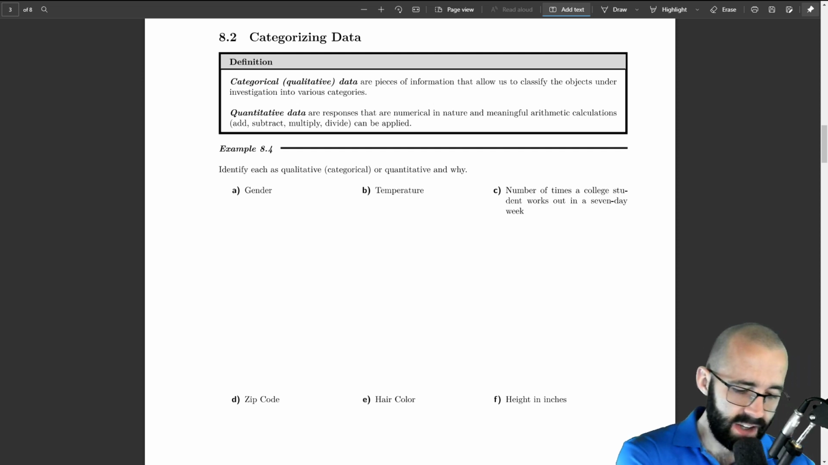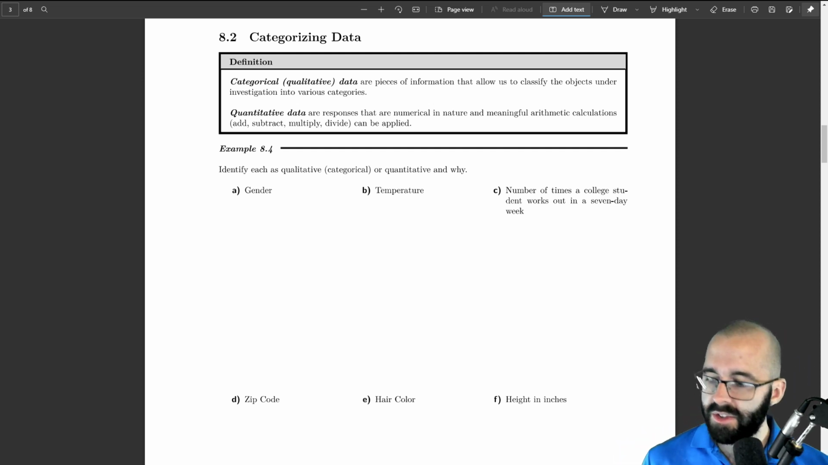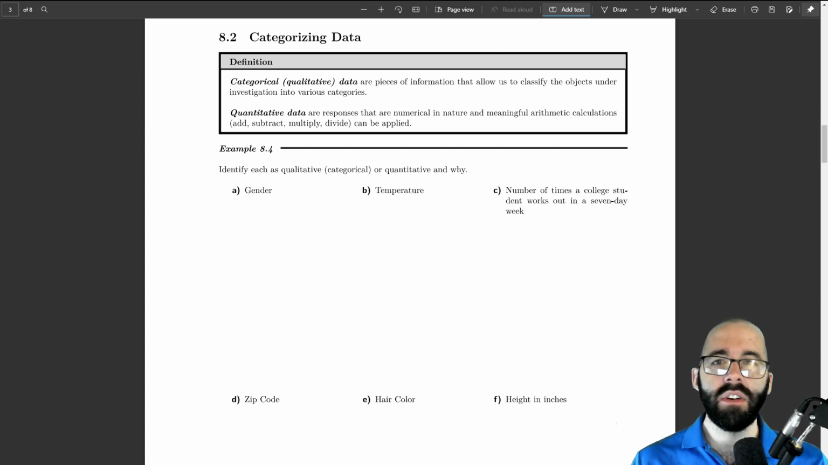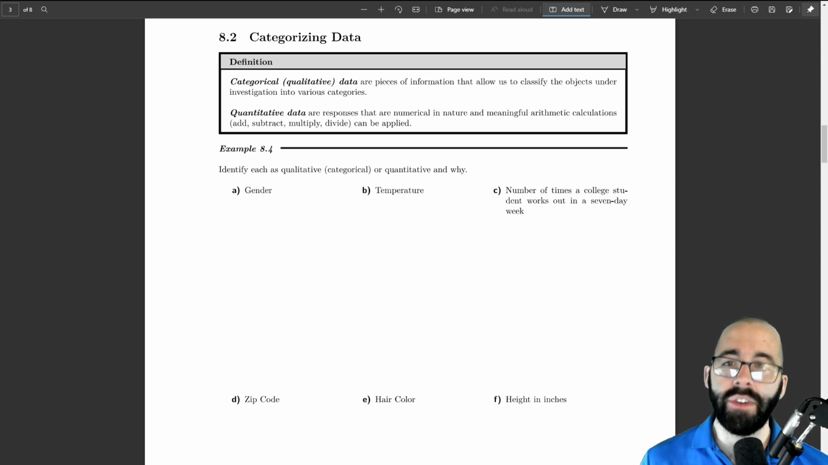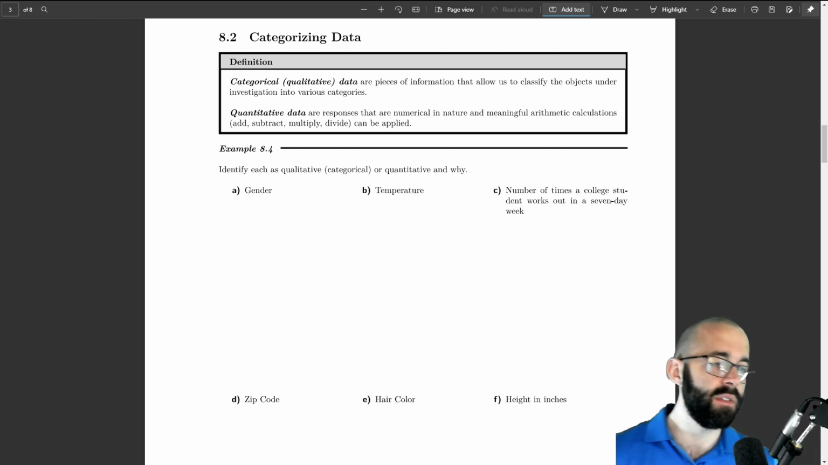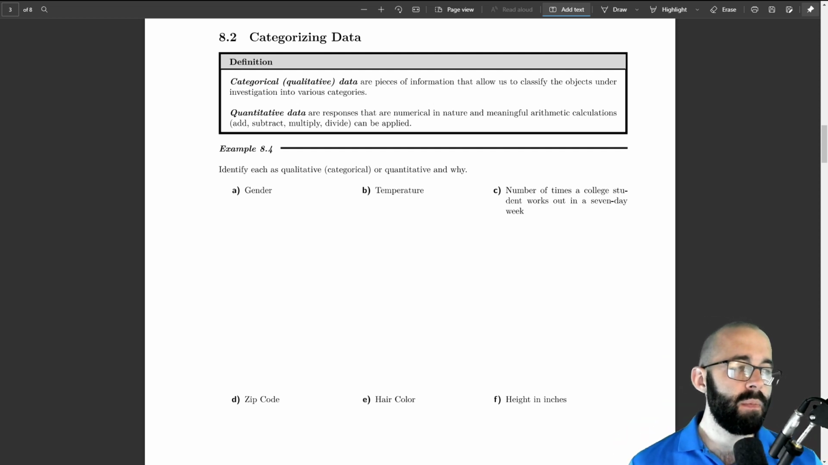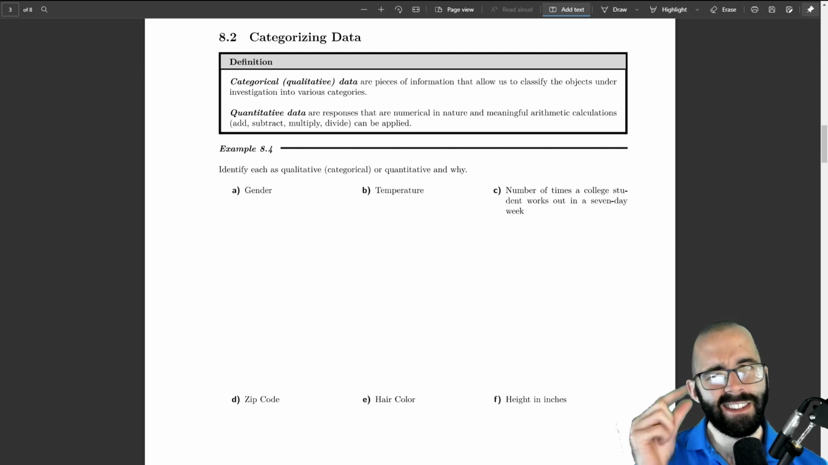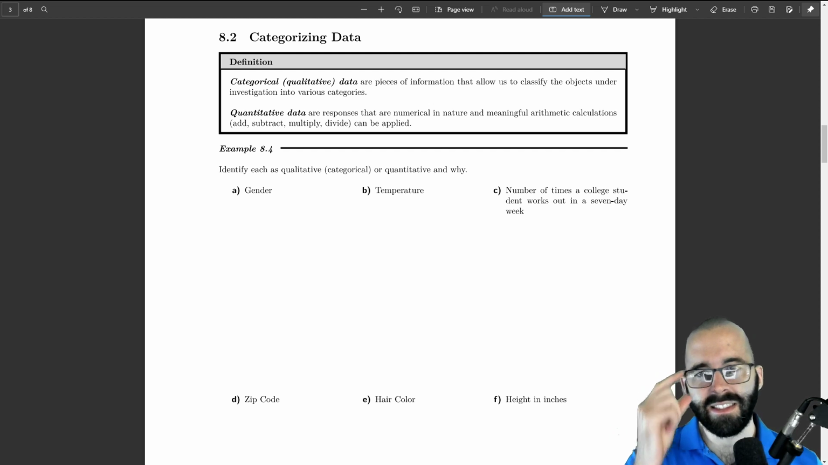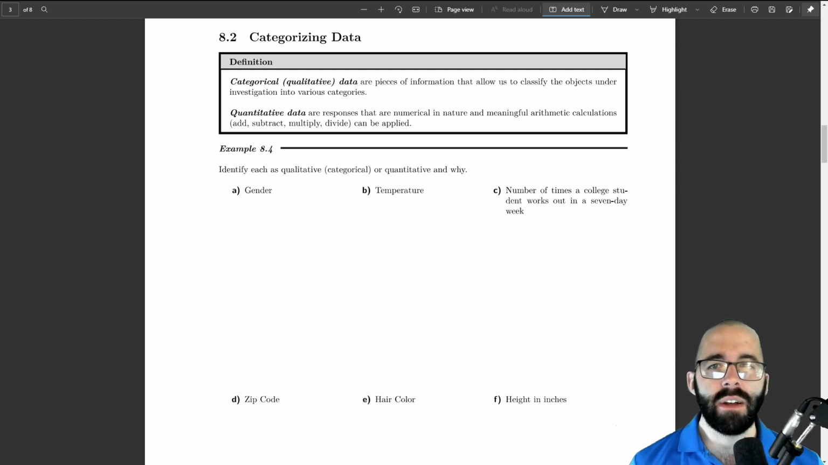So we're going to categorize data next, and there's two big things: qualitative versus quantitative. Sometimes categorical and numerical are also words that are used. And you might say that this is obvious. It's numbers and not numbers, but you're going to see that there's a little bit more nuance than that. So watch out for that.